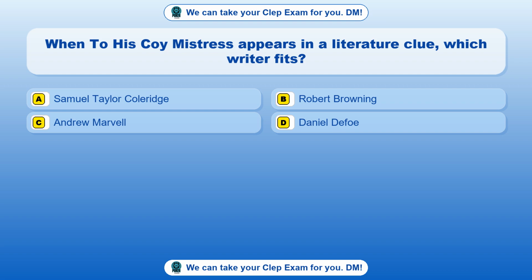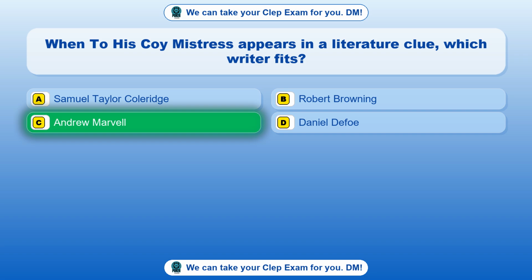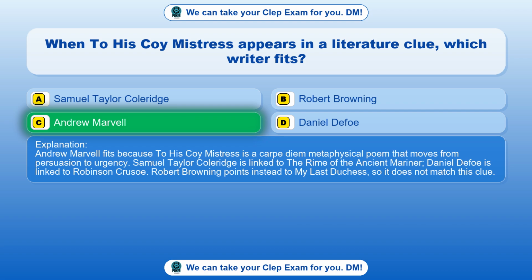Question 38. When To His Coy Mistress appears in a literature clue, which writer fits? Option A, Samuel Taylor Coleridge. Option B, Robert Browning. Option C, Andrew Marvell. Option D, Daniel Defoe. The correct answer is option C, Andrew Marvell. Andrew Marvell fits because To His Coy Mistress is a carpe diem metaphysical poem that moves from persuasion to urgency. Samuel Taylor Coleridge is linked to the Rime of the Ancient Mariner. Daniel Defoe is linked to Robinson Crusoe. Robert Browning points instead to My Last Duchess, so it does not match this clue.